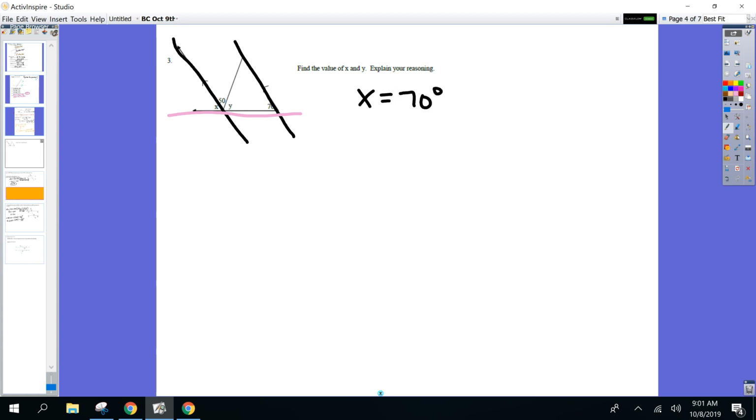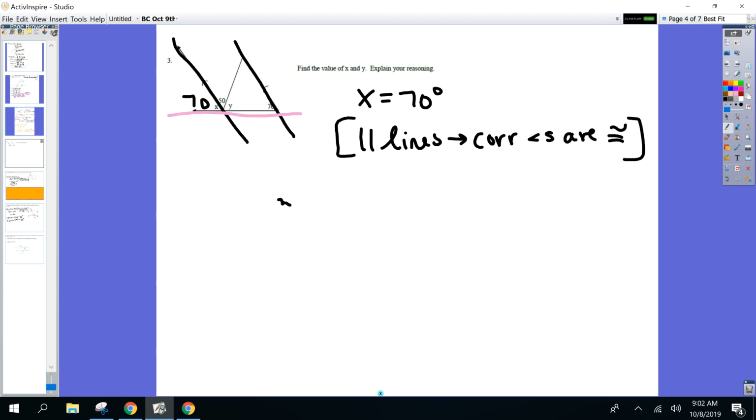Ooh, better justify here. Parallel lines imply, what type of angles did we have? Corresponding angles. What's the rule? Congruent, yep. So that's now 70. And then I don't know, how do you want to get to Y? There's multiple ways we could get to Y. You know all three add up to what? 180, that's one way to go.